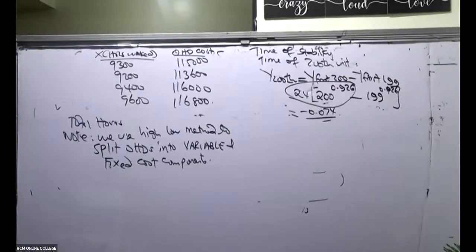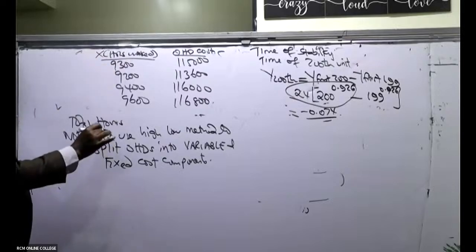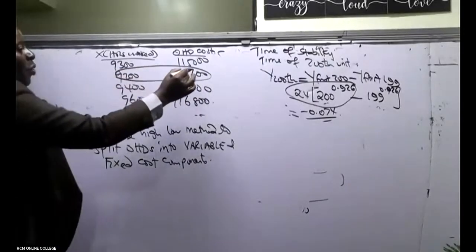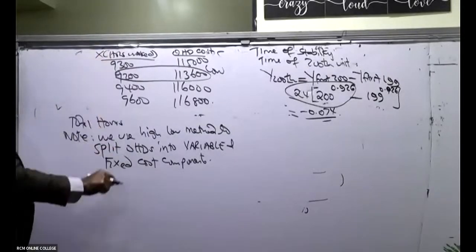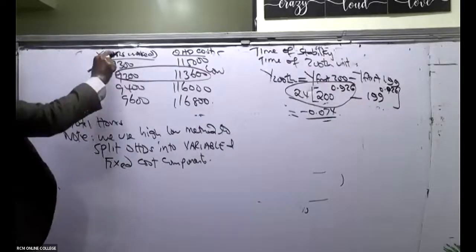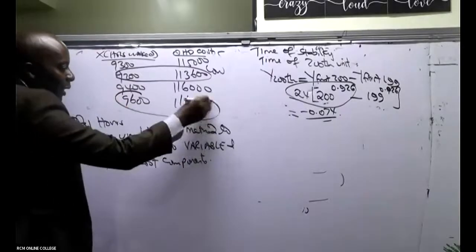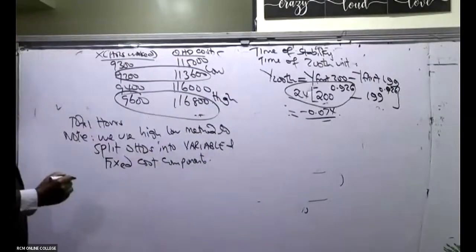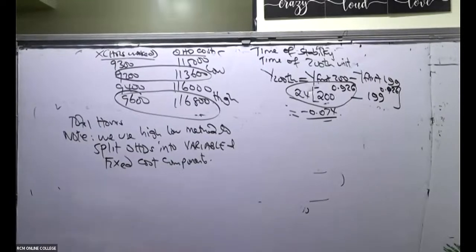Whenever we talk about overheads, high-low method, you select the lowest X value. Like now the very lowest X value is 9,200. You take it as a point. This is what we call the lowest activity. Again, you look for the highest X, and the highest is 9,600. You pick this like that. Now this is the highest activity. Once you have been able to do this, you come and form the high-low equation.